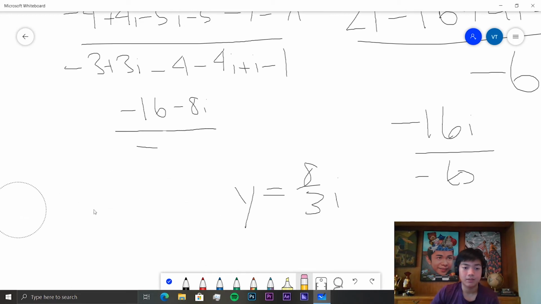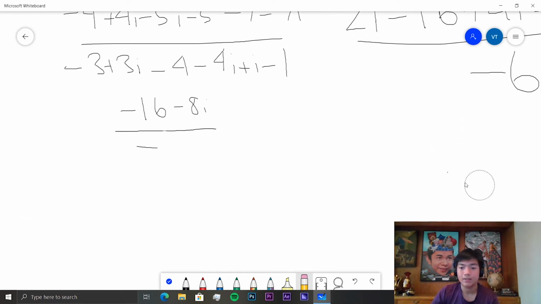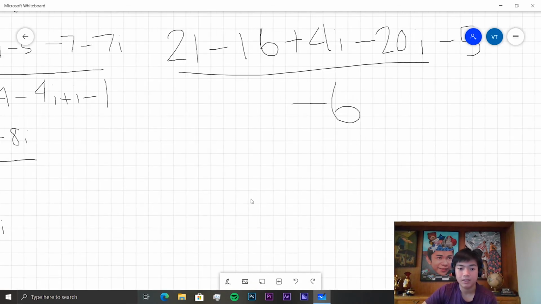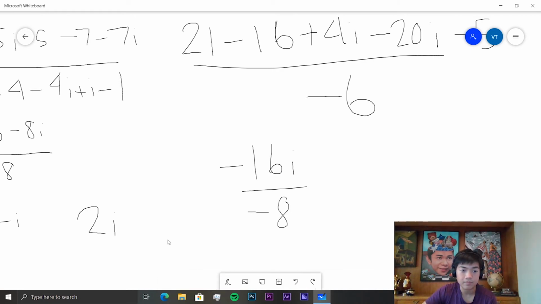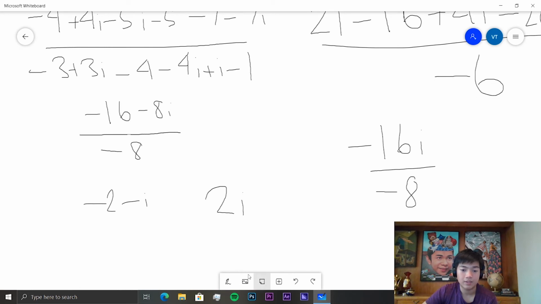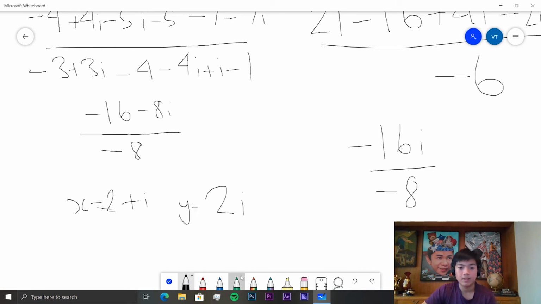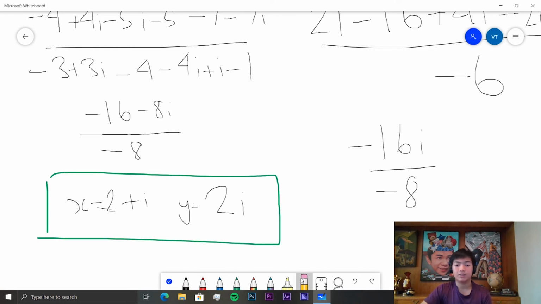So let me just clear all of that quickly. This is over negative 8, so this is negative 2 minus i. And then y, of course, would be negative 16i over negative 8, so that's going to be 2i. So, sorry, this would actually be 2 plus i, x is 2 plus i, and y is 2i. So those would be our two answers. Okay, on to the next question.